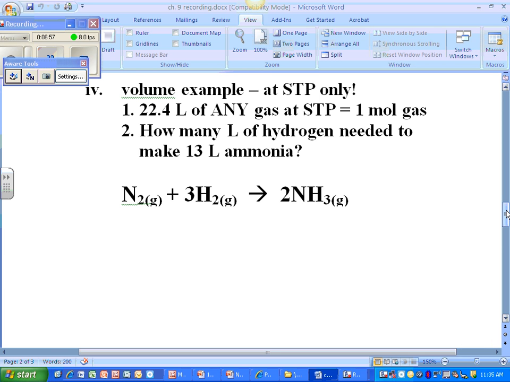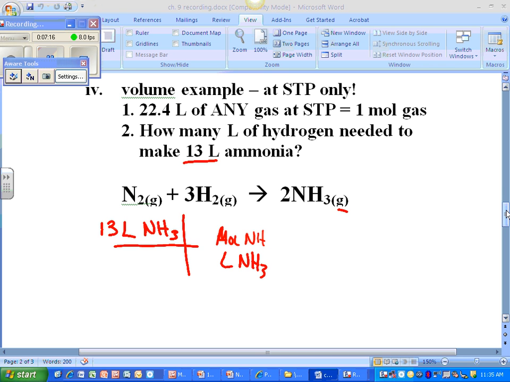I want to know how many liters of hydrogen are needed to make 13 liters of ammonia. We're going to treat this as a gas, and we're at STP. So we have 13 liters of ammonia. Get rid of the label liters of ammonia, and let's get it into moles of ammonia.